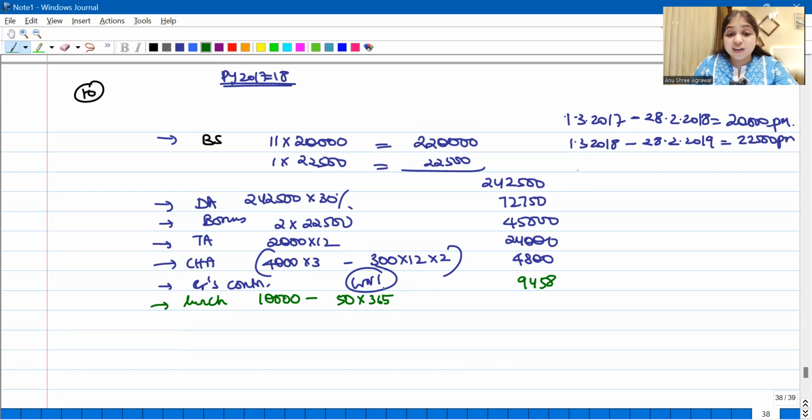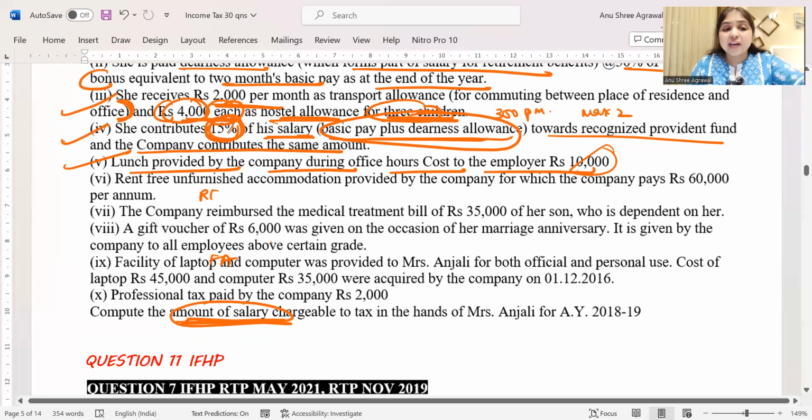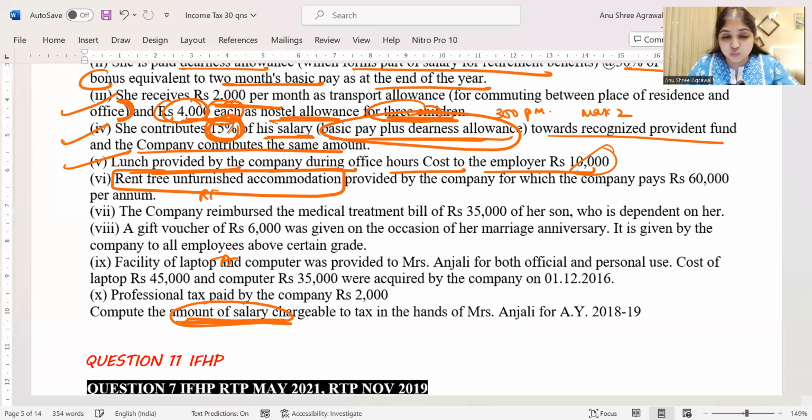Tell me, can your exemption be more than what you are receiving? Can you have a negative number? No. If you have a negative number, you will restrict it to 0. So lunch perquisite, we have 0 only, nothing is taxable. Then we have rent-free accommodation, RFA. See, HRA adjustment I already showed you in the last question. RFA we will do in this question. Whenever we have RFA, we always do this adjustment towards the end. So we'll do this towards the end.